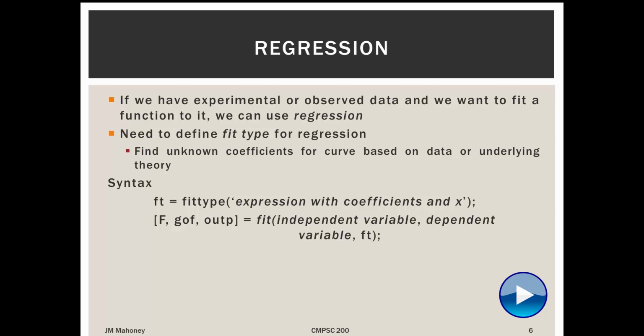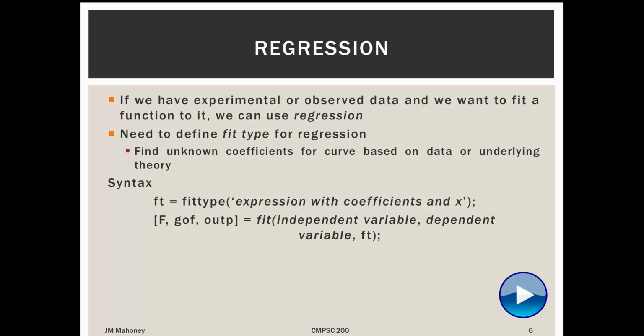Right, so we're going to define our fit type with the fittype command. And in this example, I'm saving it into the variable ft, but you can call it whatever you want. And then the next line, we're actually doing the fit. We're actually doing the regression. So we need to use this fit command, and then we put in our vector of independent variables, and it has to be a column vector for the fit command. And then the vector of dependent variables, again, has to be a column vector. And then the third argument is ft, that's the fit type that we previously defined.